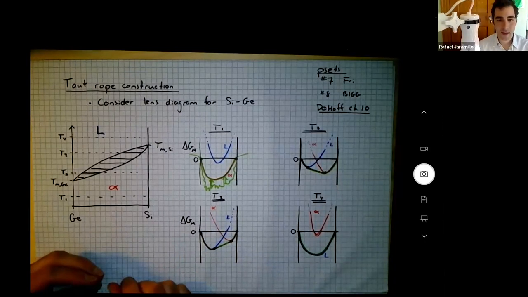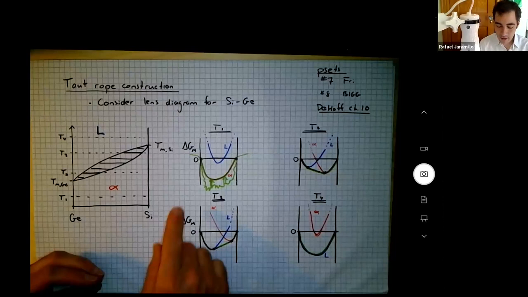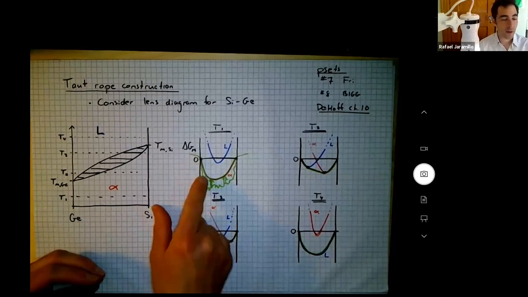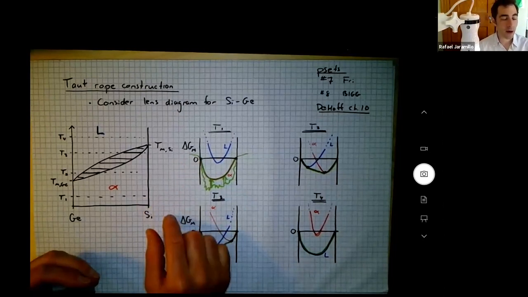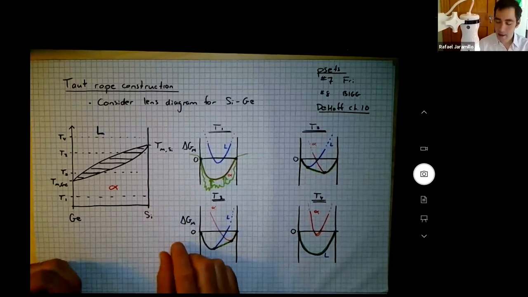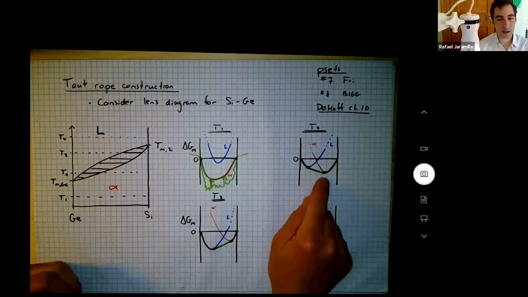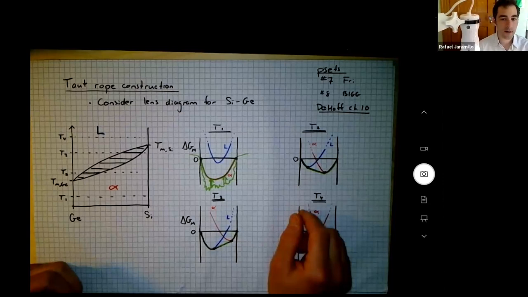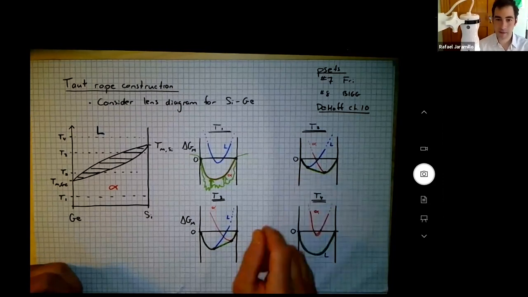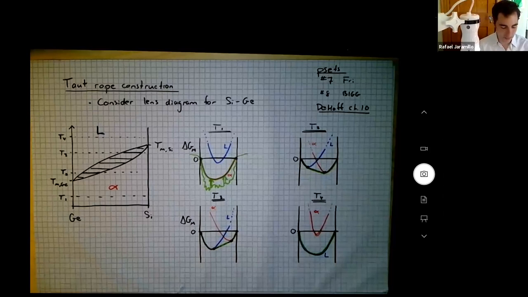So that's neat, right? That comes from two things. It comes from the fact that positive curvature implies a stable solution. We know that from previously. And it comes from the fact that the common tangent condition defines the two-phase region. So those two pieces of geometry put together give you the taut rope construction. Any questions on that before we move on?